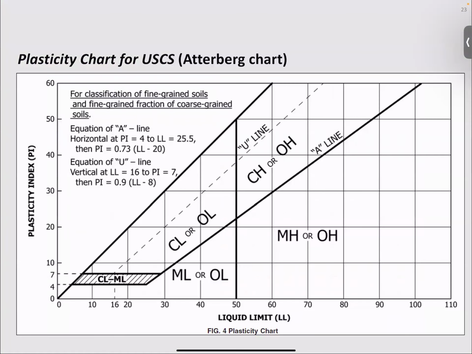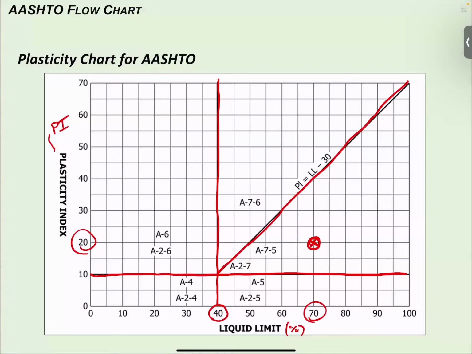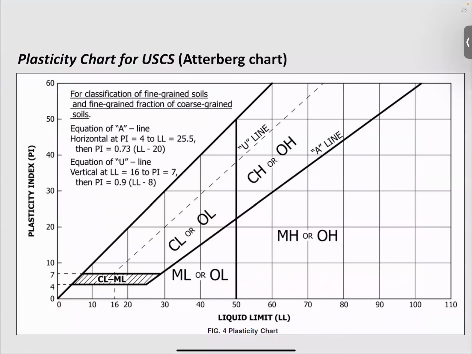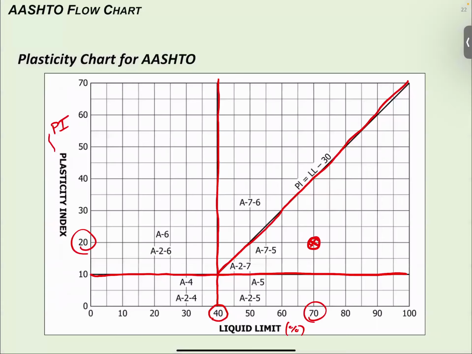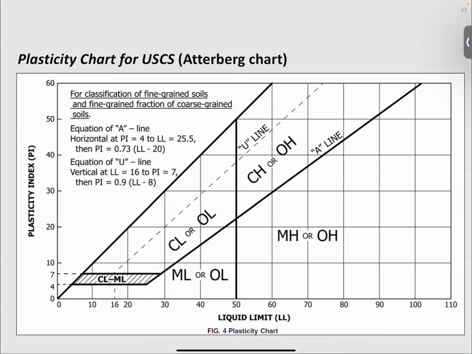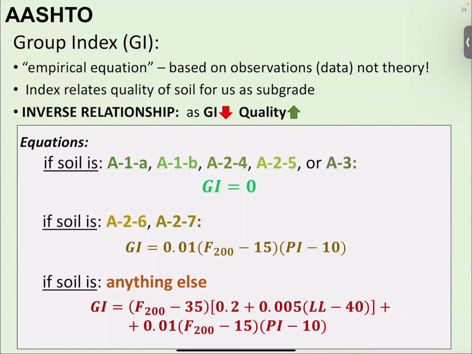So this is the plasticity chart for Atterberg. It's very similar there, and they like to confuse you. This is an area where the FE is going to love to check you, because it's a fast-paced test. They're going to give you the liquid limit, or they're going to give you the AASHTO, and they're going to give you both of these charts. So you're going to have to read through the problem and make sure they're looking for the correct classification so you know which one to read.